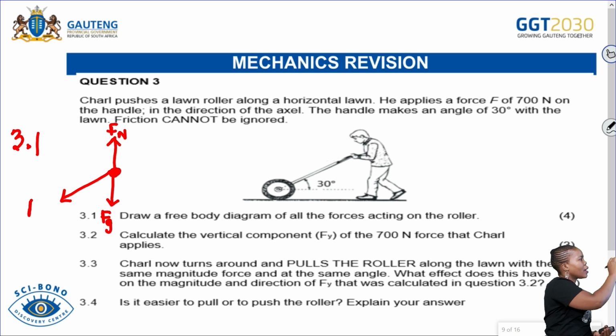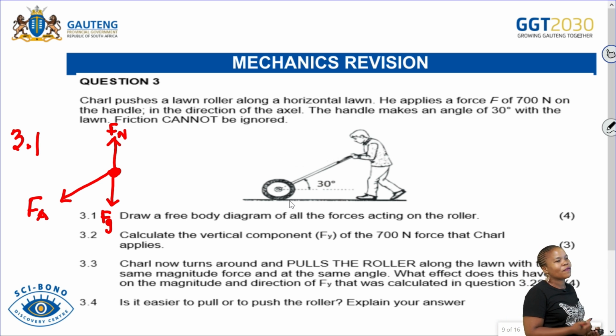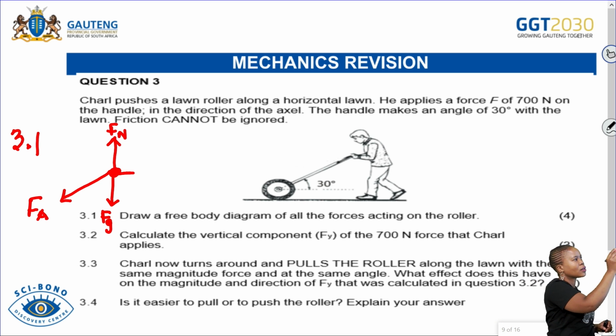So this is Fa, because it's the force that is applied by Charles to the lawn roller. And then we've got what? Frictional force, because Charles is actually moving this thing. So here's your frictional force.